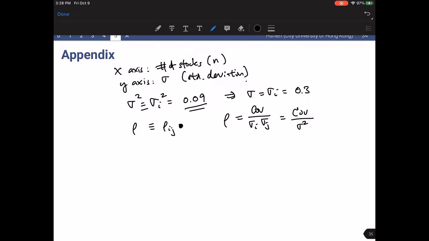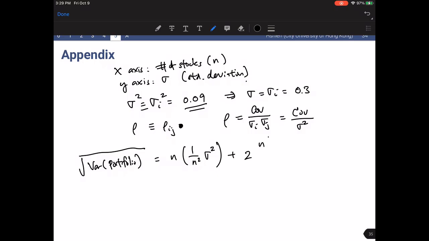So let's look at the volatility of our portfolio, which is defined as the square root of the variance. And then we write just portfolio here. That's going to be equal, for the general case of n stocks, let me write out what I derived. You should actually double check and make sure you get what I get. Okay. 2 times n factorial over 2 factorial times n minus 2 factorial, times 1 over n squared, sigma squared rho.